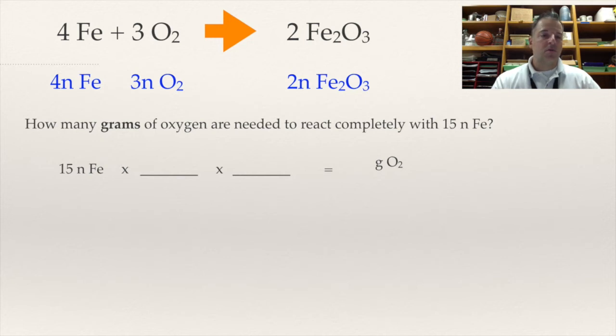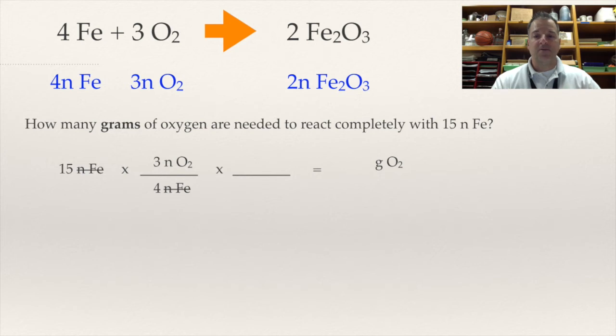So since we don't want moles of Fe, we cancel them out by putting those units on the bottom. Now we don't have a relationship between moles of iron and grams of oxygen, but we do know a relationship between moles of iron and moles of oxygen. So very similar to the last problem, the first step is the same. We grab the numbers from the equation, and we can see that our units of moles of Fe do cancel. The units we have left are moles of O2, which is not what we want.